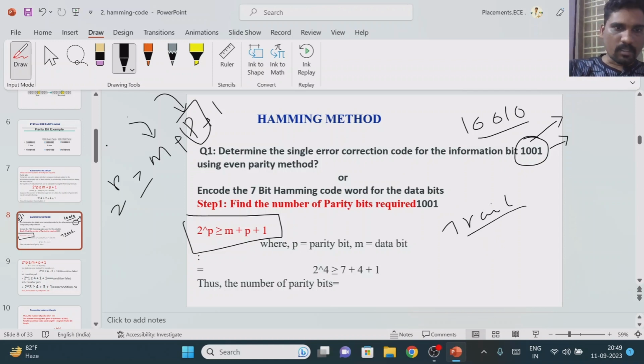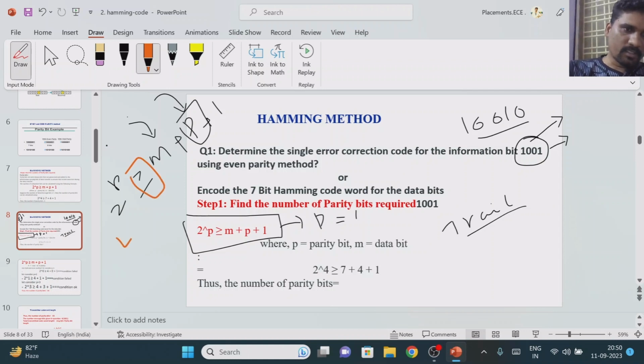Suppose this is the formula, right? Let us assume p value equal to 1. Initially I don't know, right? But you can consider any p value, but it should satisfy this condition.